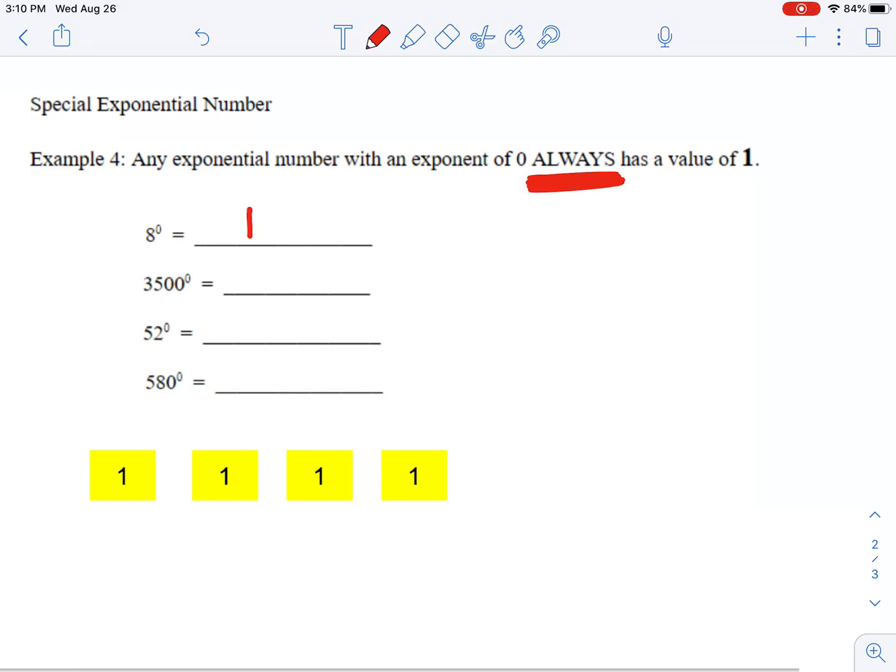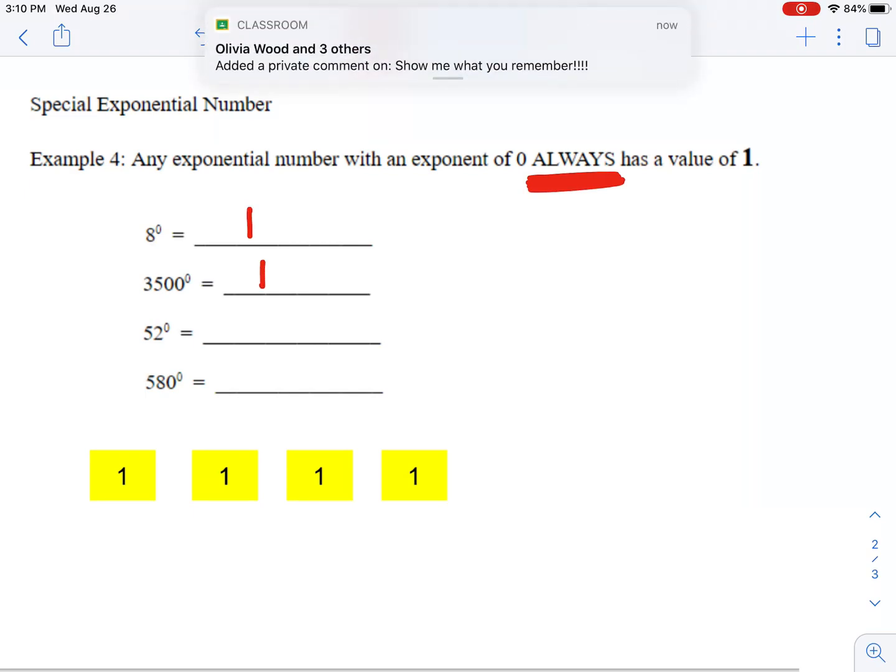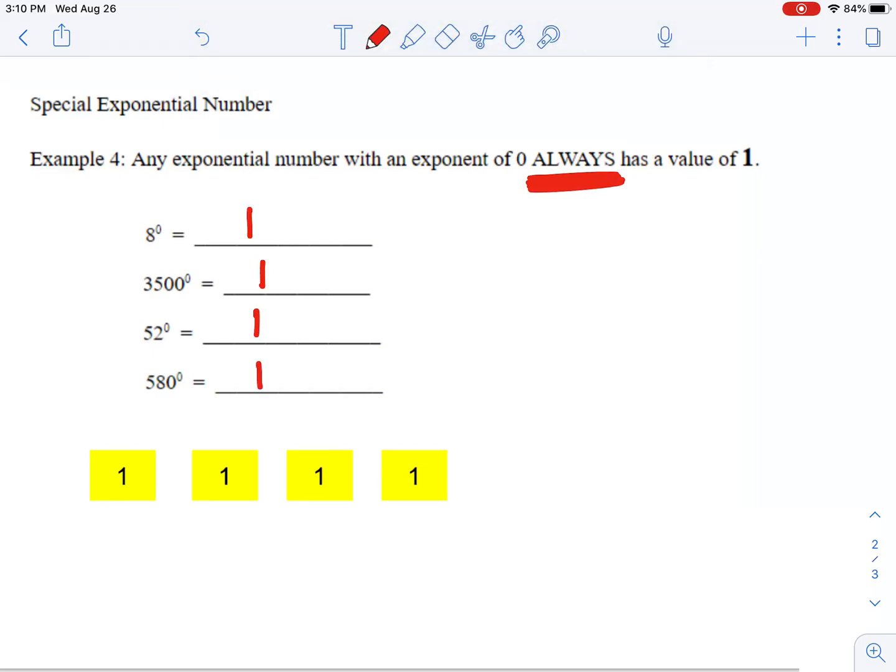So 8 to the 0 power equals 1. 3,500 to the 0 power equals 1. 52 to the 0 power equals 1. 580 to the 0 power equals 1. Anytime it could be 1,247 to the 0 power. When you see that 0 power, you automatically know it equals 1.